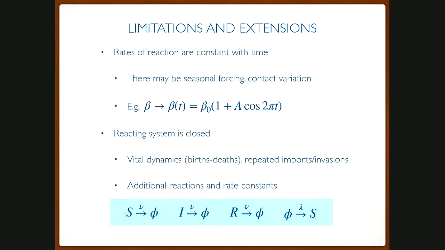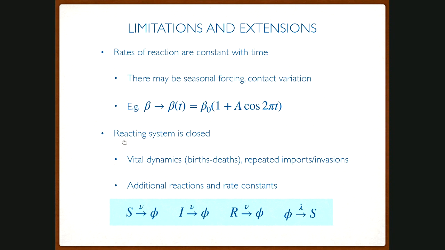We could also think that the rates of the reaction, the betas and the gammas, actually aren't constant. So we could have seasonal effects in contact. And one of the ways to do that is we might replace the beta in the previous reaction with some time-varying fluctuating function that can describe seasonal dynamics.